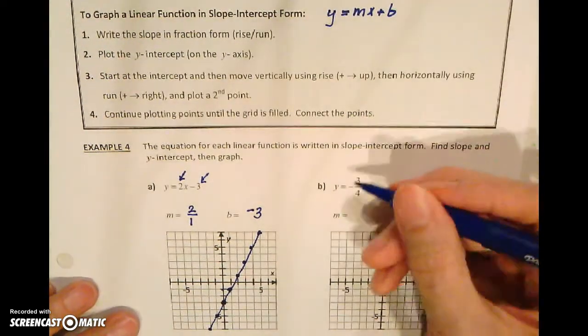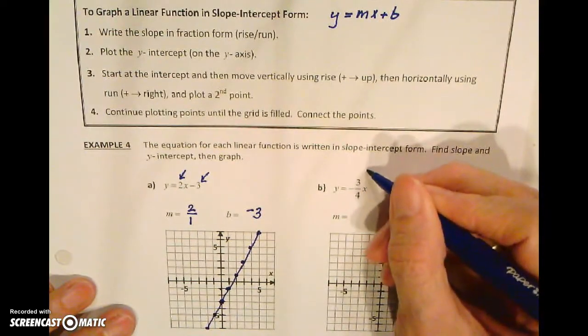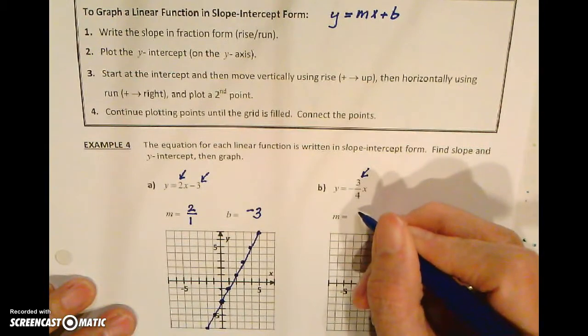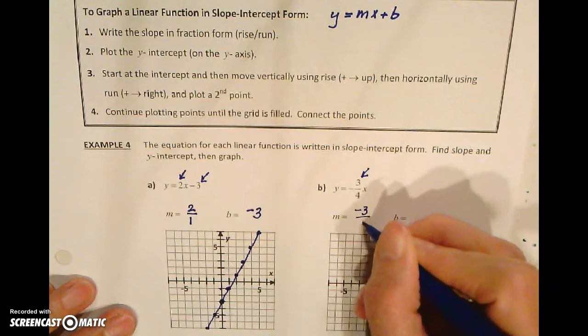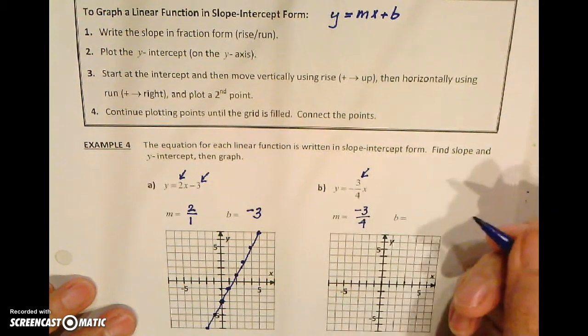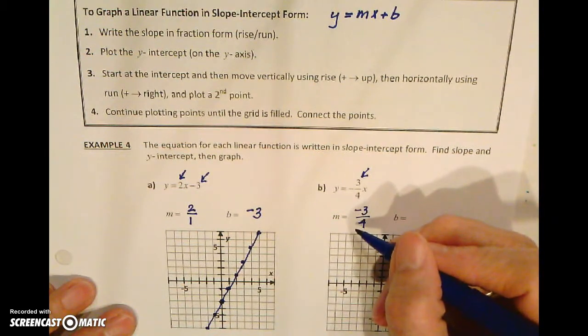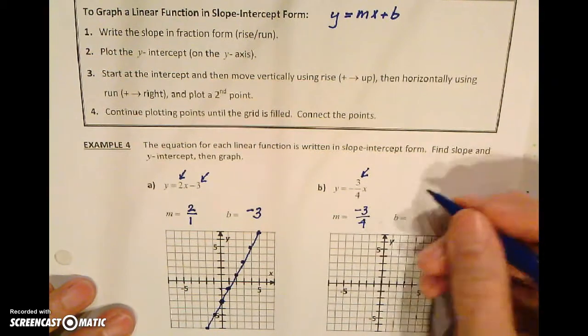B, y equals negative 3/4 x. So again, here's my x, and the number in front of the x is my slope. So it's going to be negative 3/4. Now I can choose to put that negative either in the numerator or the denominator, but I don't put it both places because 2 negatives make a positive. So I'm going to put it up here in the numerator.